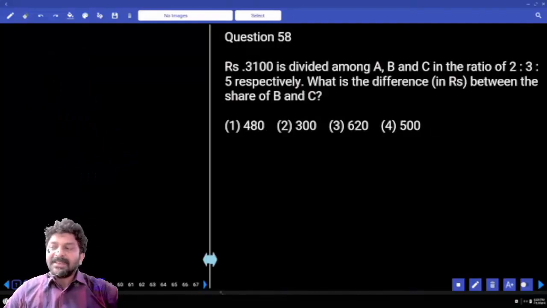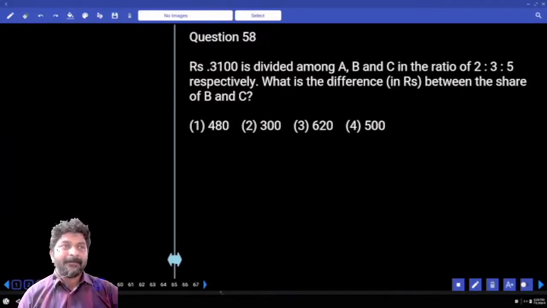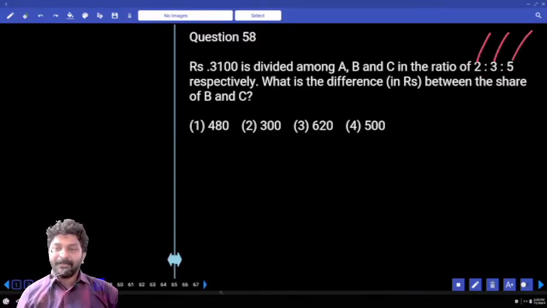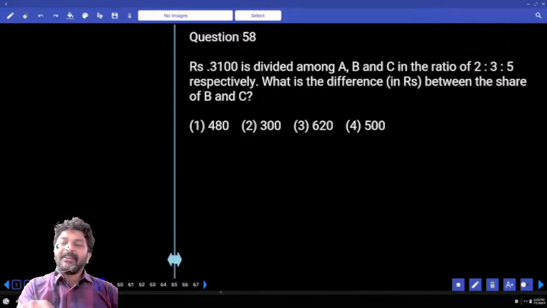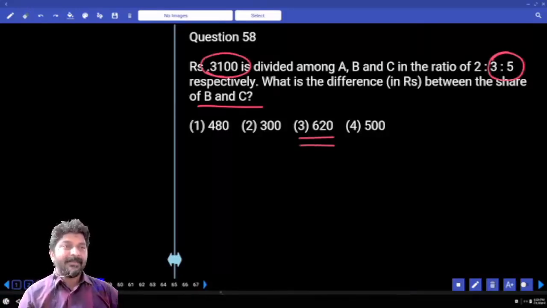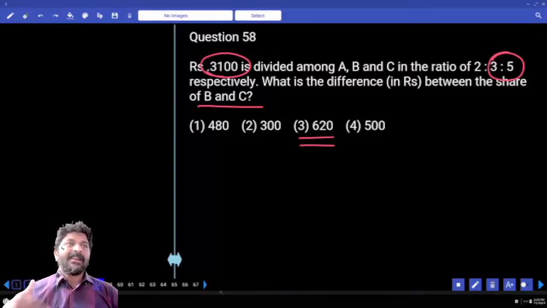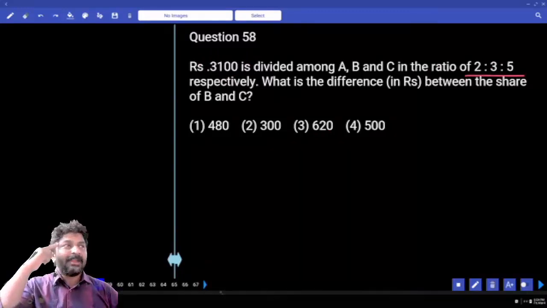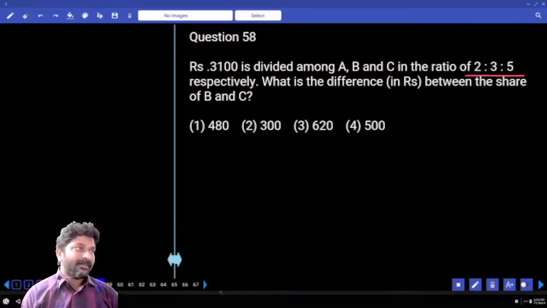3,100 is divided among A, B, C in the ratio 2, 3, 5. In total how many parts are there? 10 parts. So 10 parts is equal to 100%. Then can we take this as 20%, 30%, 50%? Yes. What is the difference between the share of B and C? BC share in the sense, what percentage? 20%. 10% is 310. 20% is 620. Understood? So while reading the question itself, when you look at this number, your mind should subconsciously calculate the percentage. Then it becomes easy for you. Okay? Can you multitask? Come on.